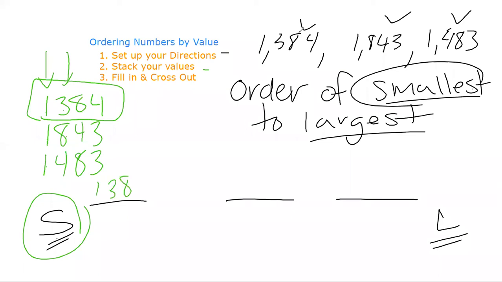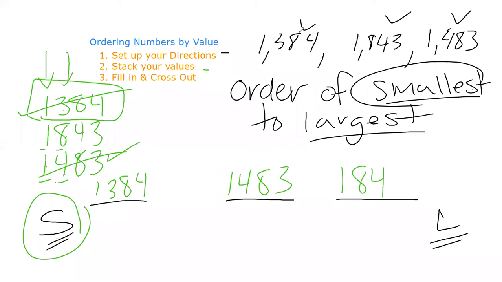So that's the first one I'm going to put in, cross it out because I know I've used it, and then move on to the remaining two numbers. Again, thousands are the same. Let's look in the hundreds, 800, 400. Aha, here's my next smallest value, right? Because 400 is less than 800. So I'm going to go 1,483, cross it out, and then 1,843 would be my next smallest, or the largest, right? It's kind of like how you want to read this.